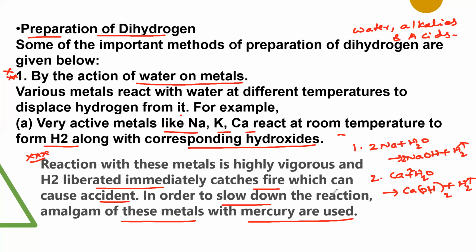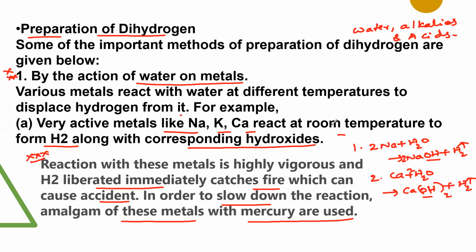Metals having very low standard reduction potential, like alkali metals and alkaline earth metals, combine with water. Very active metals like sodium, potassium, calcium react at room temperature with water to form hydrogen along with corresponding hydroxides, for example sodium hydroxide, calcium hydroxide, potassium hydroxide, magnesium hydroxide, etc.